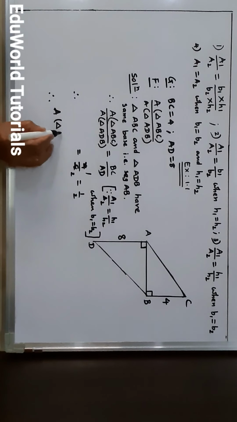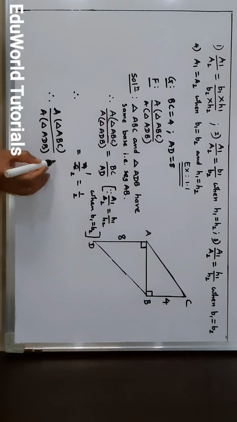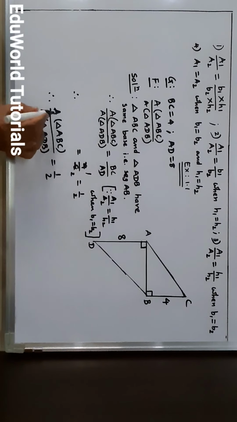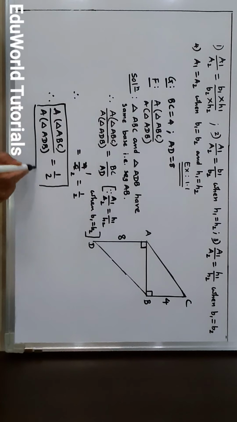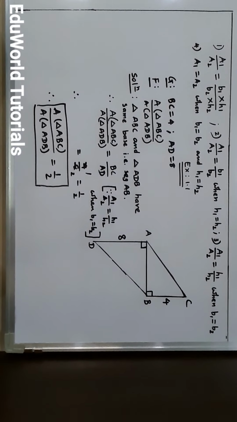Area of triangle ABC upon area of triangle ADB is equal to 1 upon 2. This is the answer. We have to put the answer in a box. This type of sums can be asked for 2 marks in the board examination. Okay, stopping for some time.